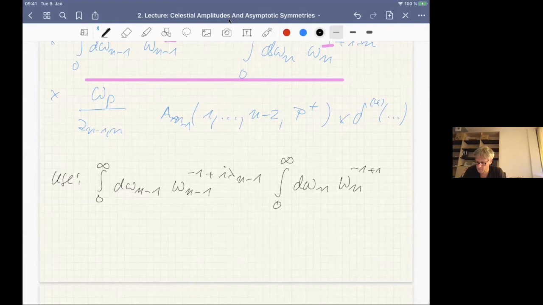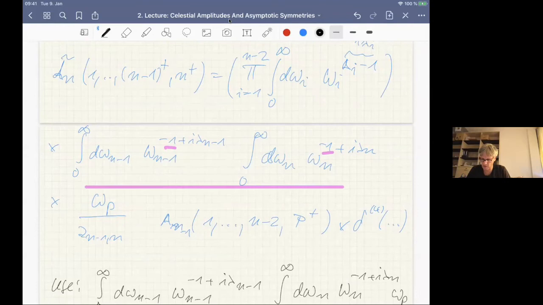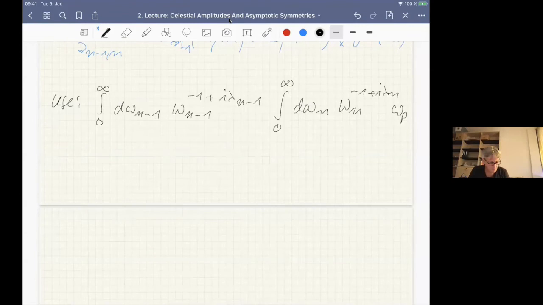So that is what we just take from above. I mean the omega n minus one, omega n and omega p dependencies. And now we do a change of variable, namely omega n minus one plus omega n. In other words, we eliminate omega n minus one. And then we get, I mean, this is a simple exercise, omega p.